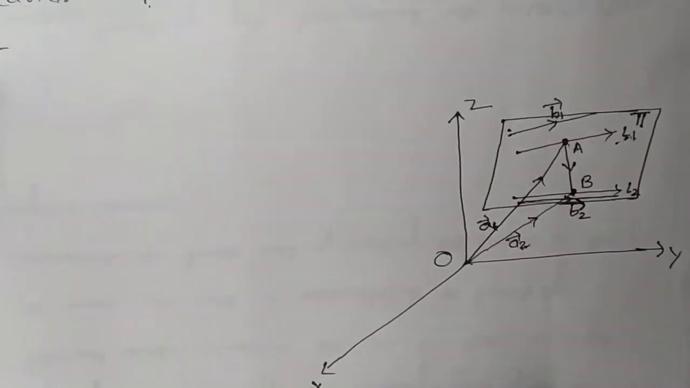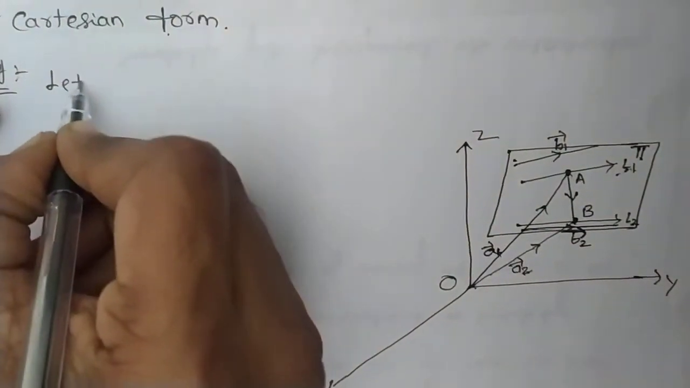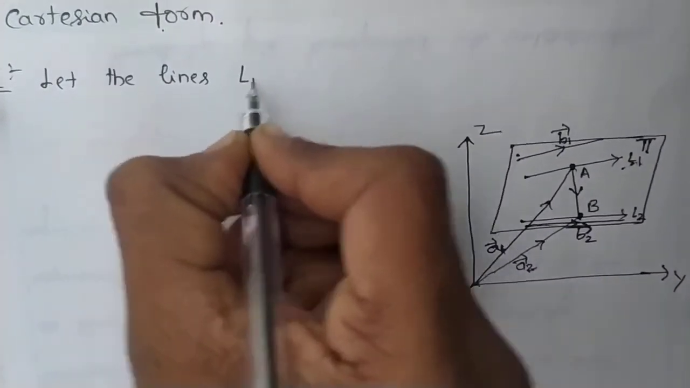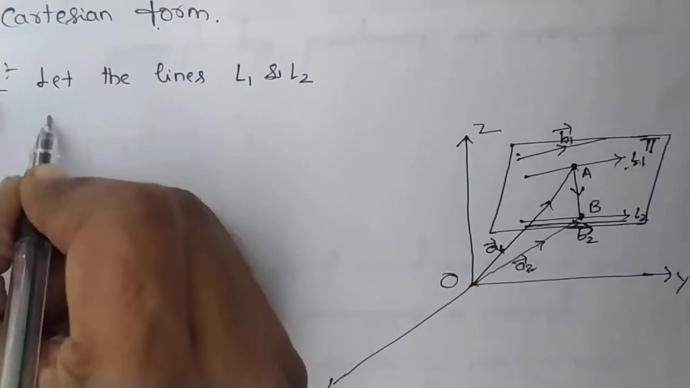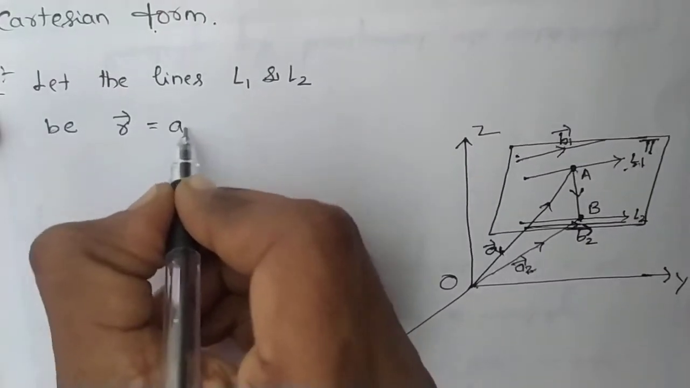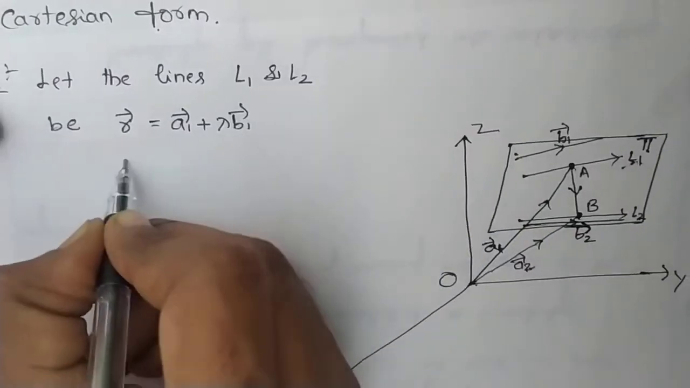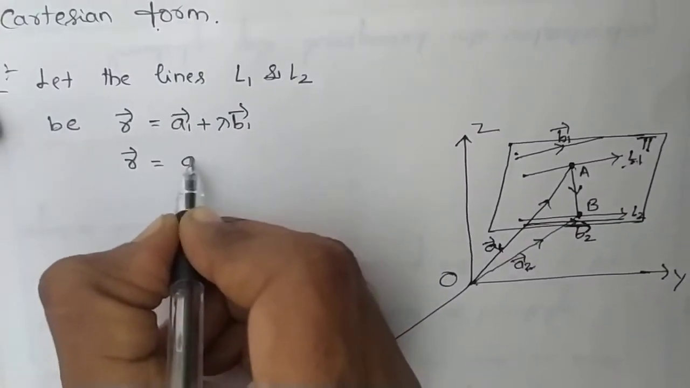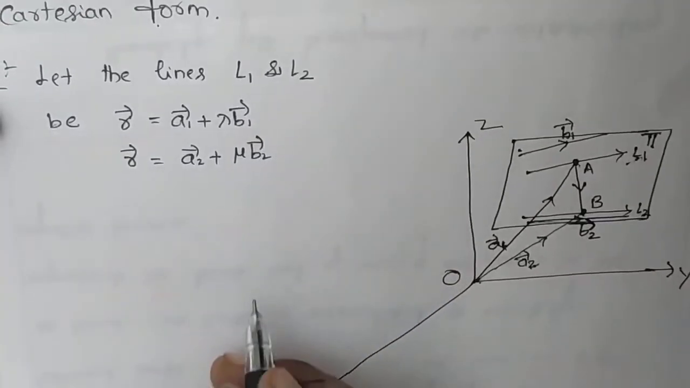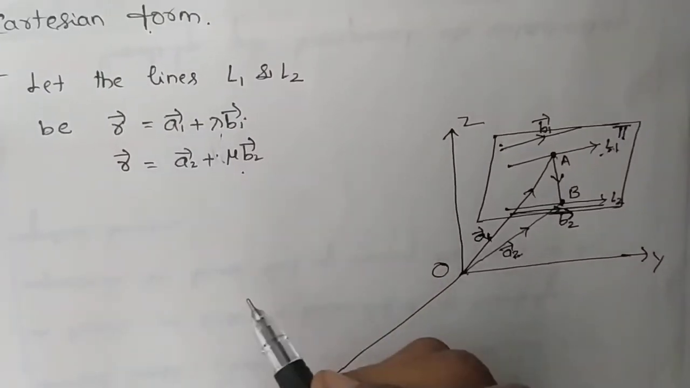Let us write the explanation of this diagram. Let the lines L1 and L2 be: R vector equals A1 vector plus lambda into B1 vector. The second line will be R vector equals A2 vector plus mu B2 vector. These are the two lines, L1 and L2.